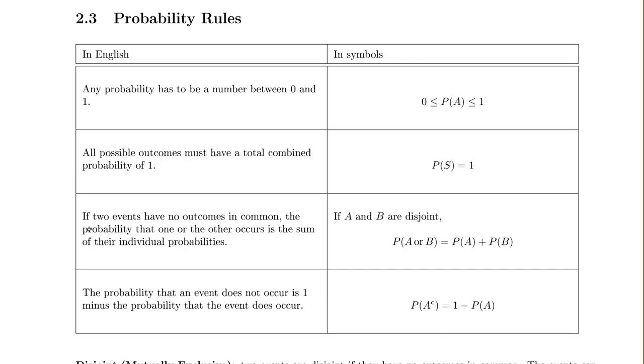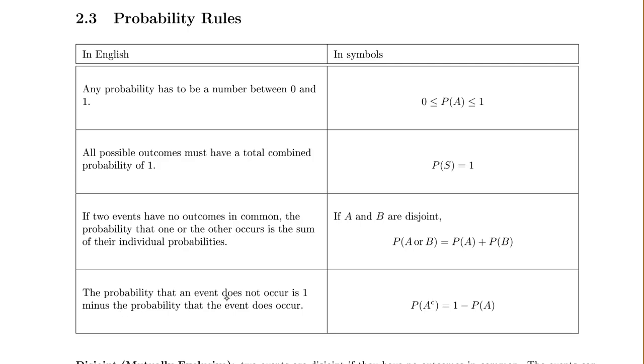Now, the next one is new. If two events have no outcomes in common, the probability that one or the other occurs is the sum of their individual probabilities. So if A and B are disjoint, that means nothing in common, then the probability of A or B is just the probability of A plus the probability of B.